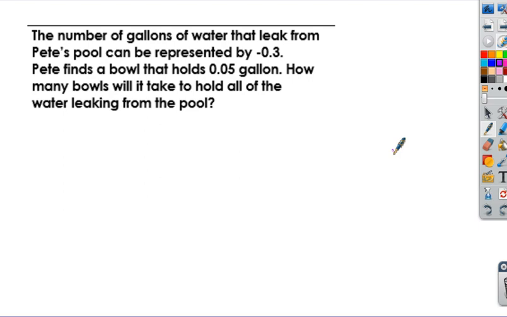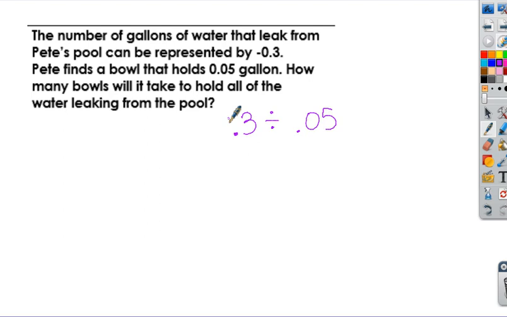So, what we have is 3/10 is how much total water we have. Then, we're dividing that into groups of 5/100. I want to see how many times he needs to refill that bowl, or how many small groups of 5/100 fit inside the 3/10.